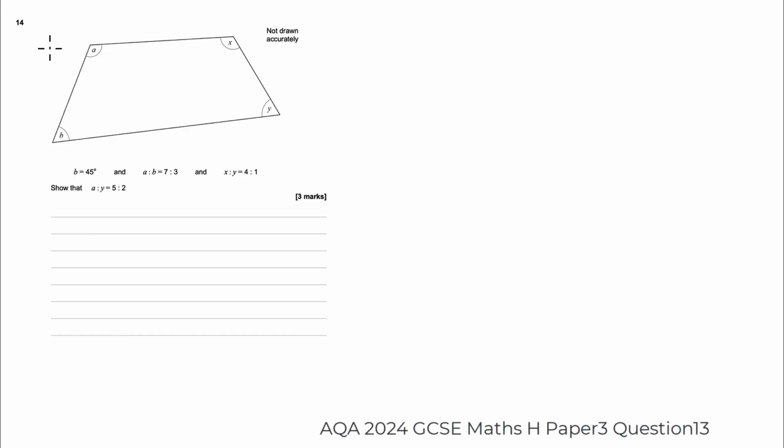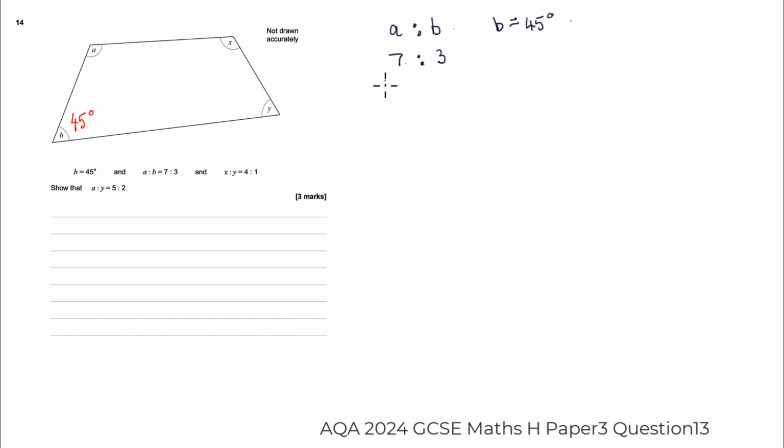Well, here's question 14, and we're shown this quadrilateral, angles A, B, Y and X, and we're told B is 45 degrees. And we're told various ratios here. We're asked to find the ratio A to Y. That's this angle up here to this angle down here. Let's start with the ratio A to B, 7 to 3. A to B, we're told, is 7 to 3. And we're told that B is 45 degrees.